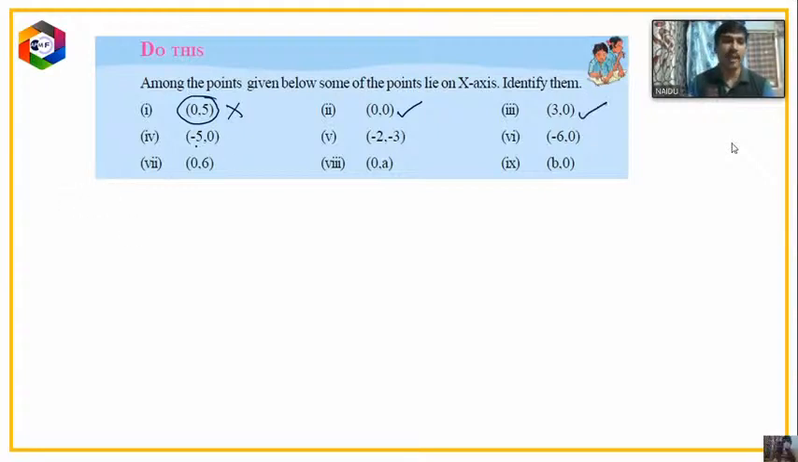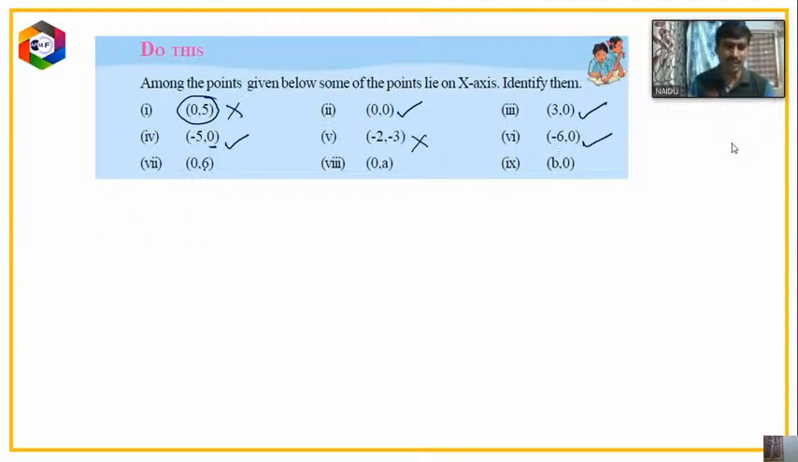Now minus 5 comma 0. Yes, children, the y coordinate is again 0 and the x value is minus 5. It is along the negative x direction, 5 units. So this also lies on the x-axis. And this one, since the y coordinate is not 0, does not lie. Minus 6 comma 0: as I said previously, the y coordinate is 0 and the x value is minus 6. So along the negative direction of the x-axis, 6 units. So this also lies on the x-axis.